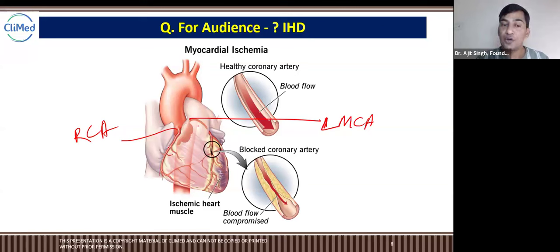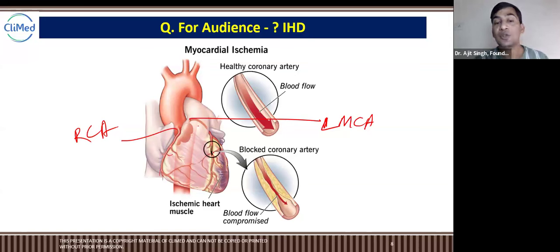The coronary artery which is bringing the blood to the right side of the heart. This is the left side of the heart and this artery is bringing the blood to the left side of the heart. Bringing the blood means what? Bringing the oxygenated blood with the nutrients to the left side wall of the heart. Okay, that is the LMCA.